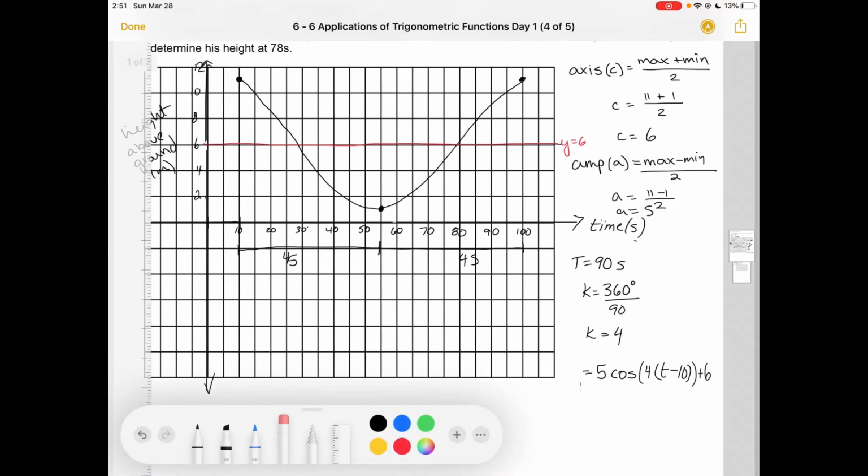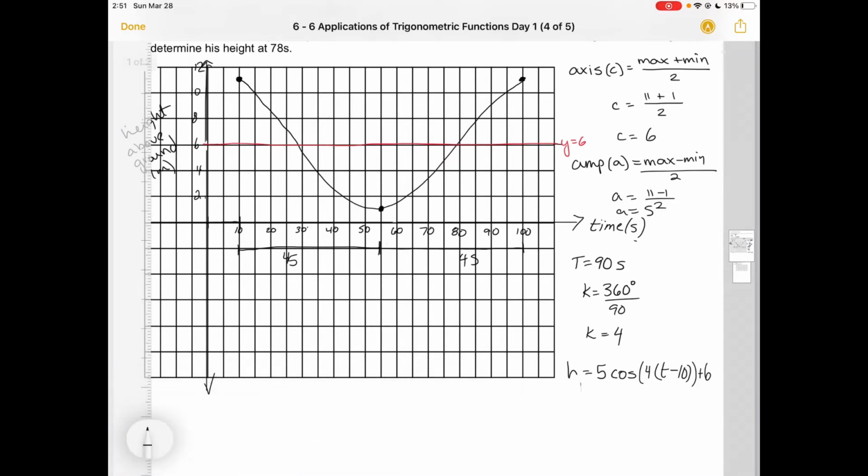Now, I've used some kind of strange variables here. I'm going to actually change my y to make it an h. And then for good form, I'm just going to define the variables that I'm using. So let's let h represent the height above the ground in meters.